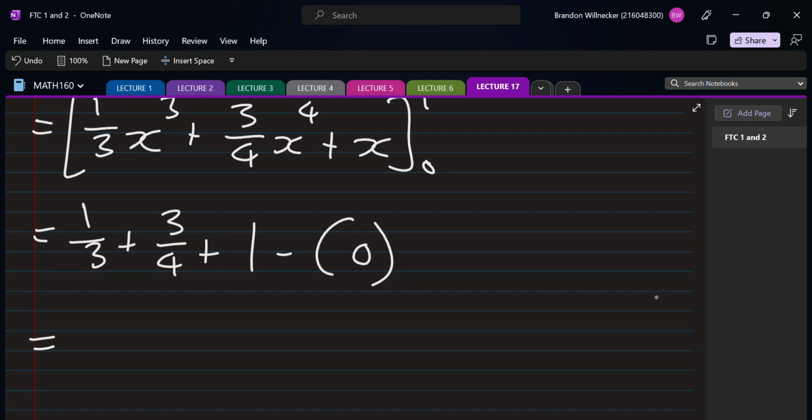So this will be 1/3 plus 3/4 plus 1. Don't worry about the 0. You've got your calculators, just add that up and you get your final answer.